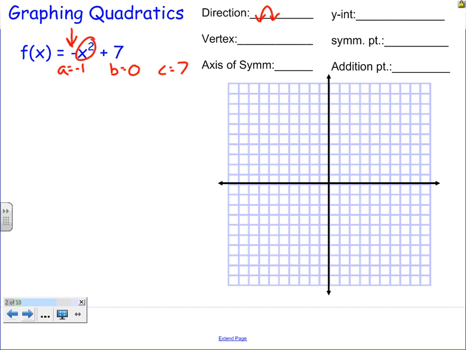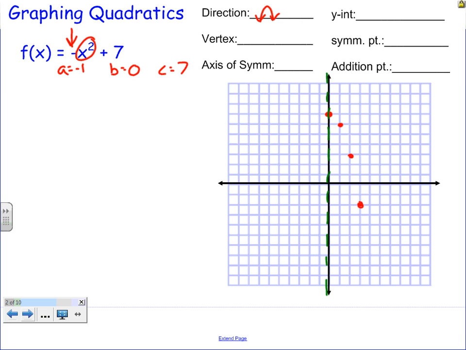And I have this positive 7, which means my starting point is now at 0, 7, not 0, 0. So instead of starting at 0, 0, I'm going to go up to 0, 7. 1, 2, 3, 4, 5, 6, 7. So that's my new starting point. And since it goes down, my curve is going to go down. So this time, instead of going over to the right and up 1, I'm going to go over to the right and down 1. Over to the right, down 3. Over to the right, down 5, and so forth. My axis of symmetry still goes in the middle.